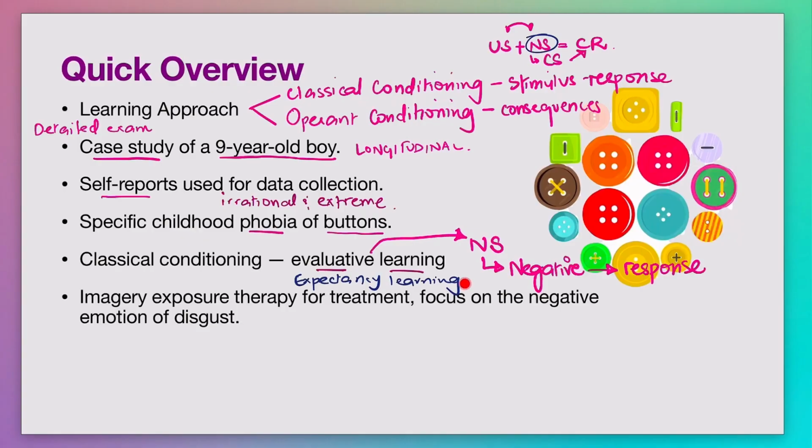It is more about how you evaluate something and then you negatively evaluate it, and it's not about what you expect from it. It's simply that you associate that particular stimulus with a negative connotation.